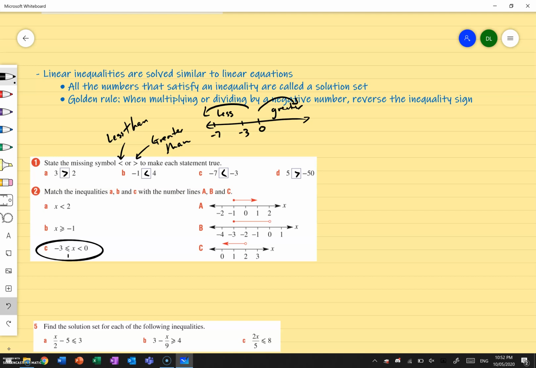And you can also see that this one has a less than or equal to, which means it has to be a closed dot, and this one is a less than, so an open dot. Closed dot, open dot, perfect. So B is actually connected to C. Awesome. Now, it's between these two.